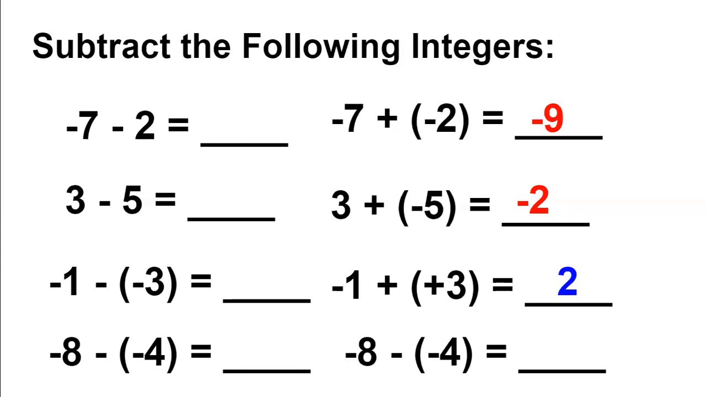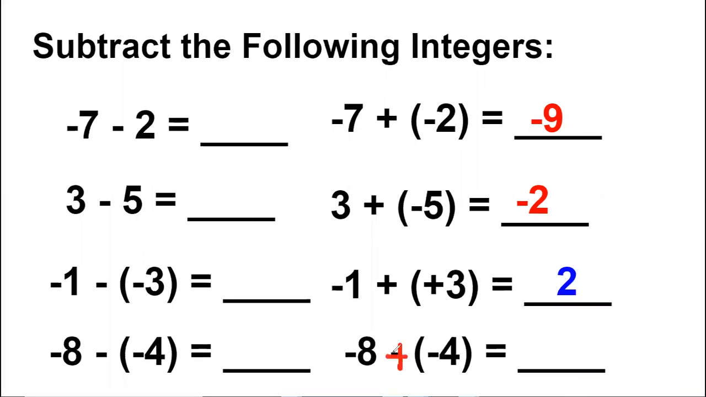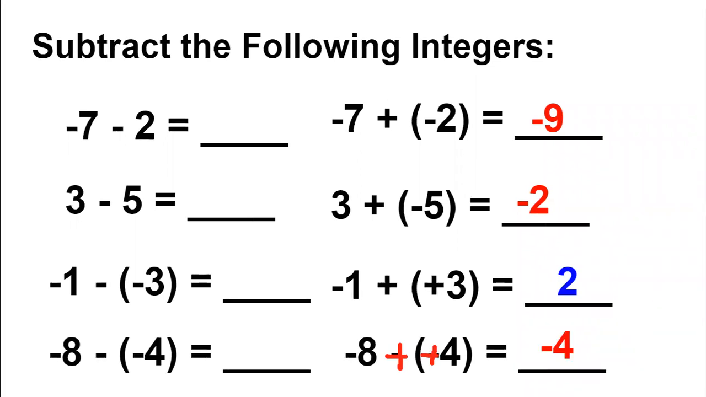Did you get -8? Oh, that one wasn't changed. That one should be changed. It should be -8 plus +4. That's my typo there. -8 plus +4. What is the answer going to be to that? You owe $8, but you have 4 in your pocket. Right, -4. That's how much you still owe.